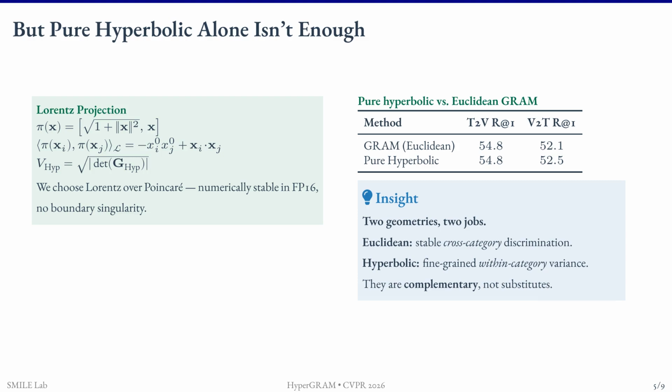So the obvious next move is to go fully hyperbolic. We project each embedding onto the Lorentz hyperboloid and recompute the volume. But here is the surprise. Pure hyperbolic doesn't consistently beat Euclidean GRAM. On some datasets, it actually drops. Why? Because the two geometries do different jobs. Euclidean gives stable separation between categories. Hyperbolic gives fine-grained variance within a category. Neither alone is enough, so we use both.